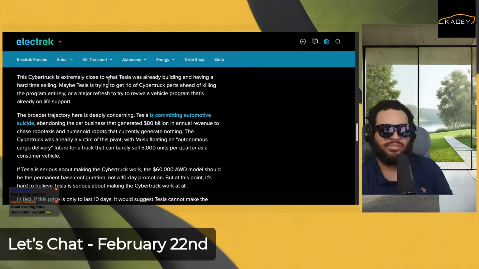Cybertruck is extremely close to what Tesla was already building and having a hard time selling. Yeah, it is. But the price is better. Maybe Tesla is trying to get rid of Cybertruck parts ahead of killing the program entirely. That's possible. Or a major refresh to try and revive a vehicle program that's already on life support.